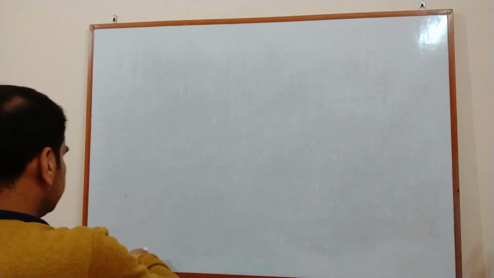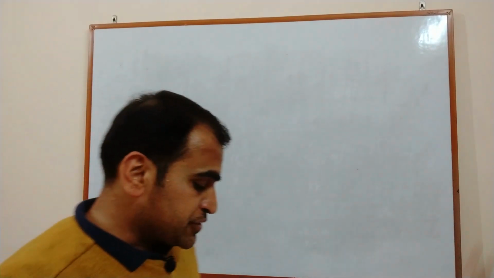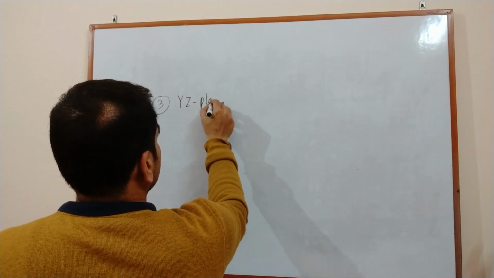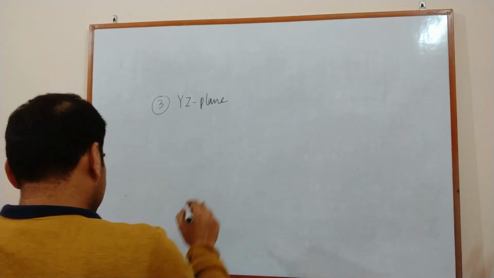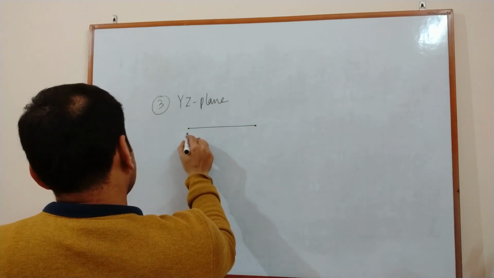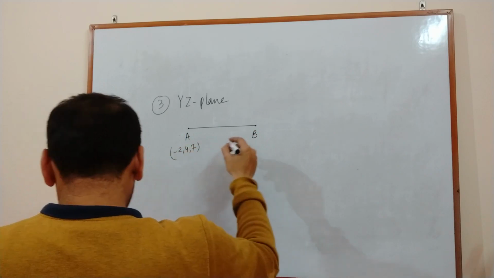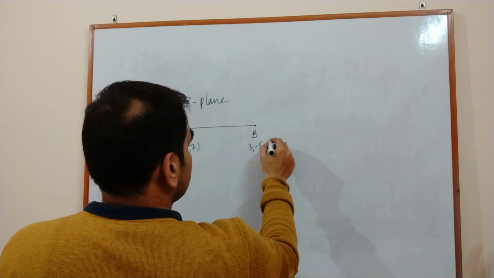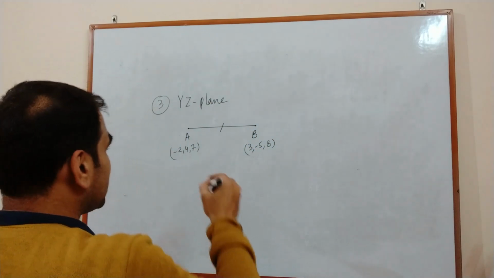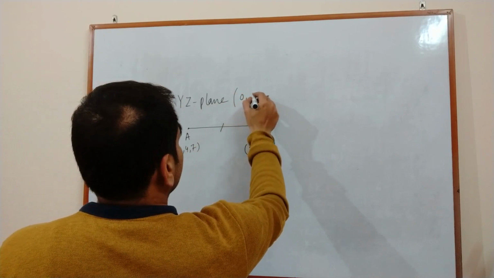In question number 3, find the ratio in which the yz plane divides the line segment formed by joining the points. So there is a line segment, maybe you can take this is A, this is B, the points are A(minus 2, 4, 7) and the point B is (3, minus 5, 8), and this line is divided by the yz plane. yz plane अगर आप देखें from the first exercise, तो yz plane में x coordinate 0 होता है.